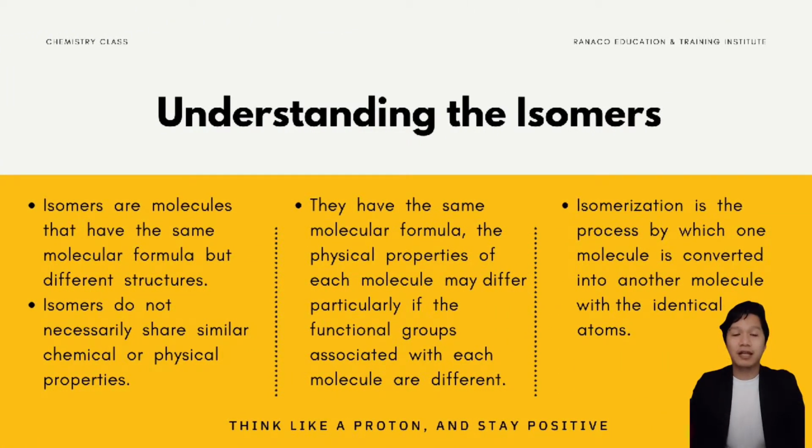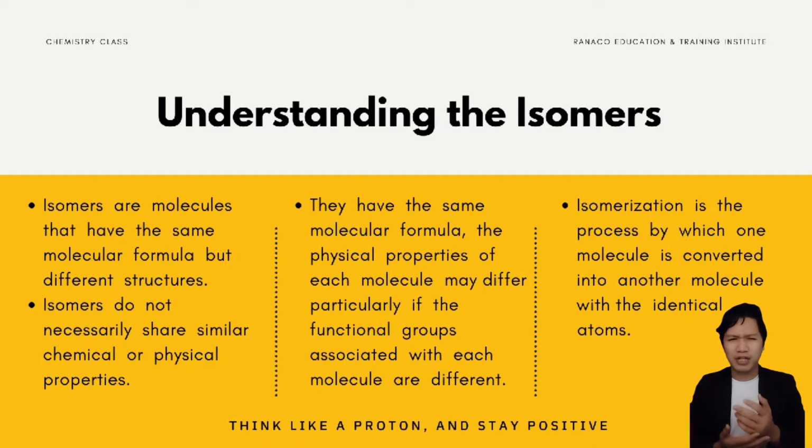Isomers are molecules that have the same molecular formula but different structure. Isomers do not necessarily share similar chemical or physical properties. Therefore, isomers contain the same number of atoms for each element, but the atomic arrangement differs. Despite having the same molecular formula, the physical properties of each molecule may differ, particularly if the functional groups associated with each molecule are different.